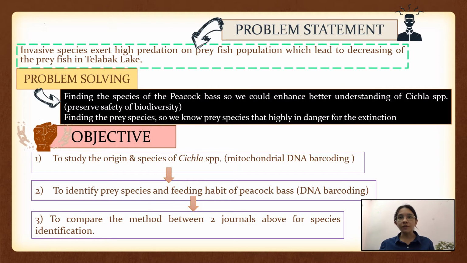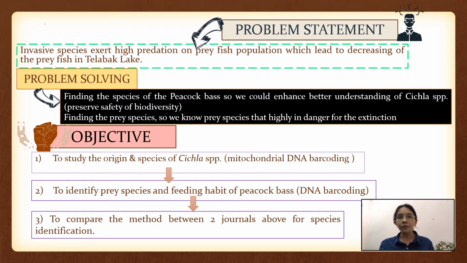So the issue is that the invasive peacock bass can exert high predation on prey fish populations, which leads to a decrease of small prey fish in Talabat Lake. To solve this problem, we must know the species of the peacock bass so we can enhance our understanding of that species in order to guarantee the safety of biodiversity in Talabat Lake. Also, by knowing the species of the prey, we are capable of identifying which species is preferred by the peacock bass.